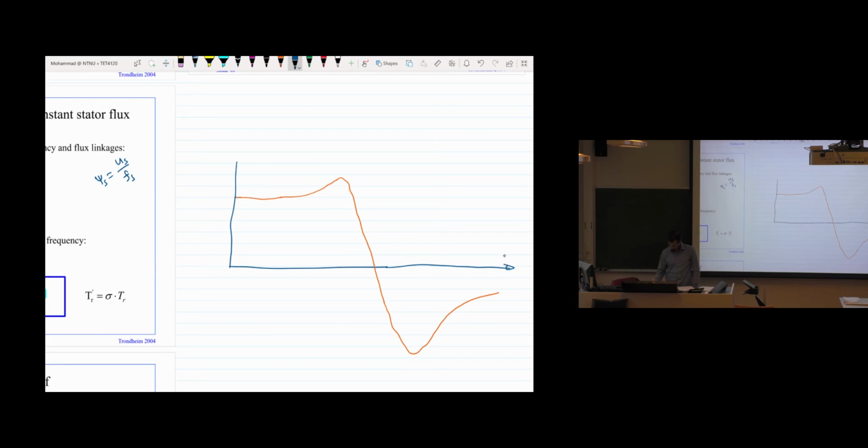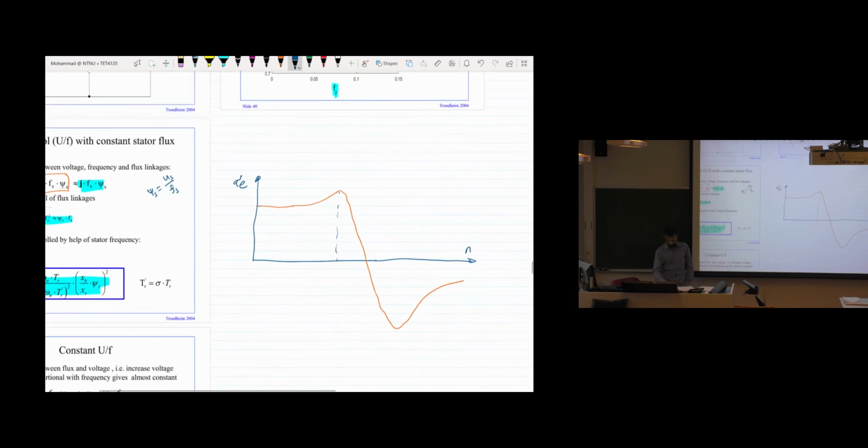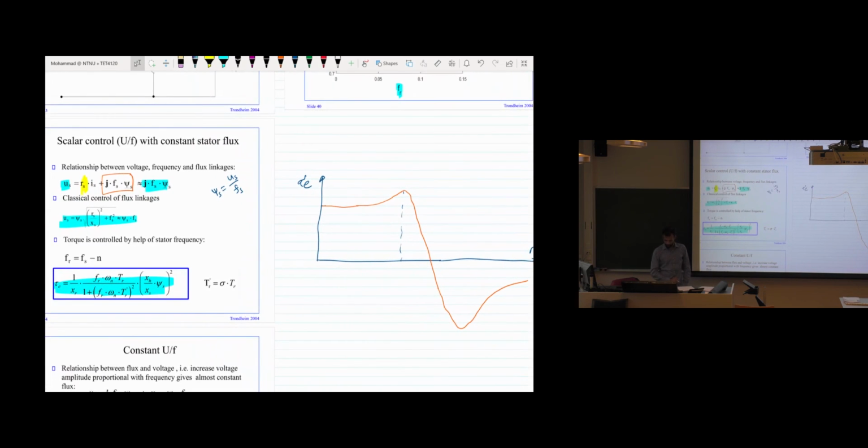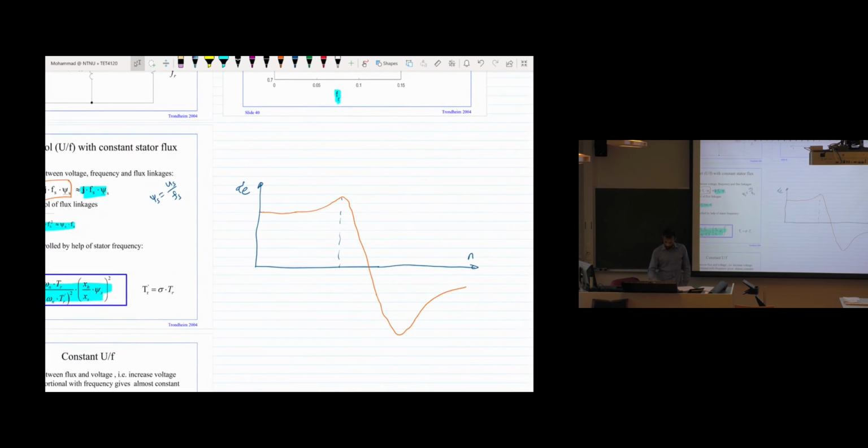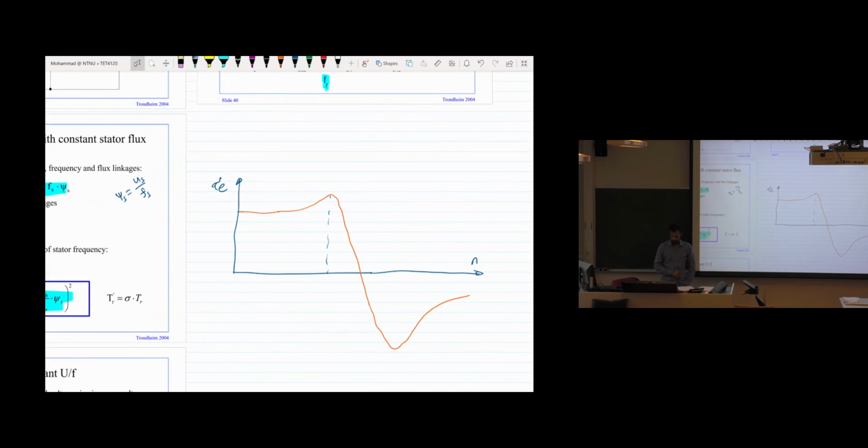So you can see the torque-speed characteristics. This is the speed of the machine, this is the torque, and we have the pull-out torque here. If you plot the torque equation that we have here in terms of the speed, it looks something like this, and we have this maximum pull-out torque. So when we keep the stator flux constant, we get the torque characteristics something like this.